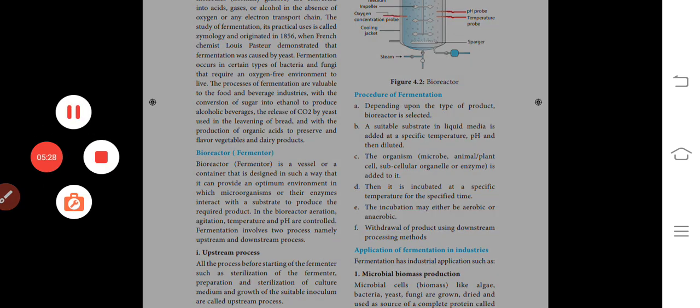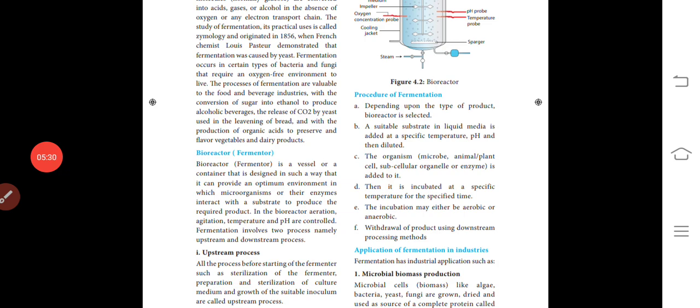Procedure of fermentation: depending upon the type of the product, the bioreactor is selected. A suitable substrate in liquid media is added at a specific temperature and pH, and then diluted. The organism, microbes, animal or plant cell, subcellular organelles or enzyme is added to it. Then it is incubated at a specific temperature for a specified time. The incubation may be aerobic or anaerobic, with withdrawal of the product using the downstream processing method.